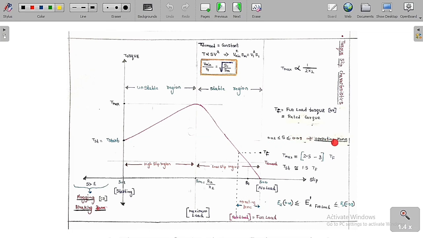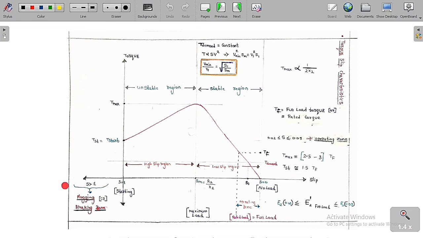So the EMF which is induced in the rotor at full load lies between the EMF induced in the rotor at slip 0.02 and the EMF induced in the rotor at slip 0.08.